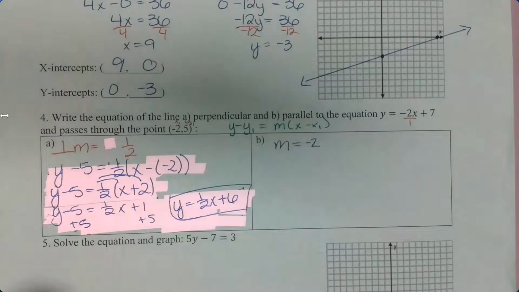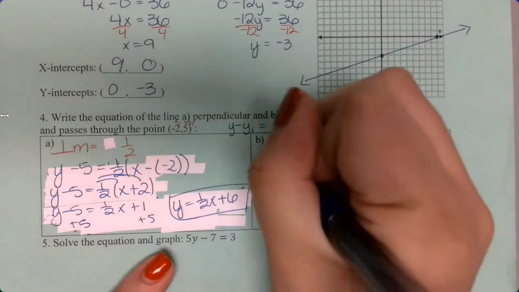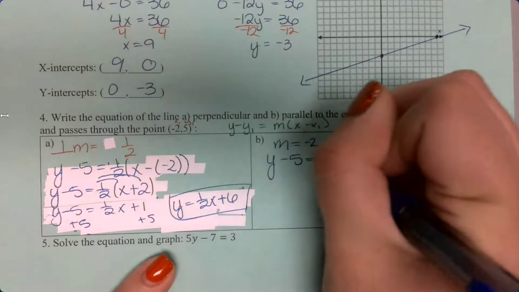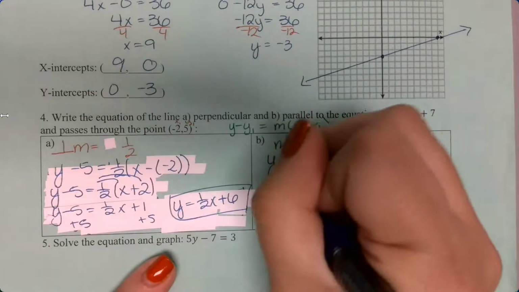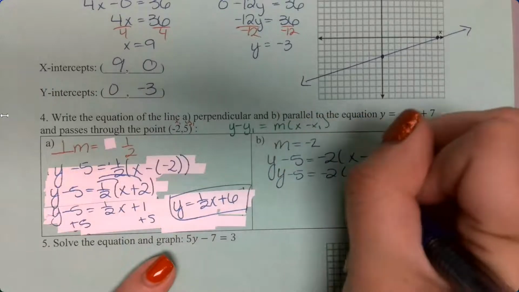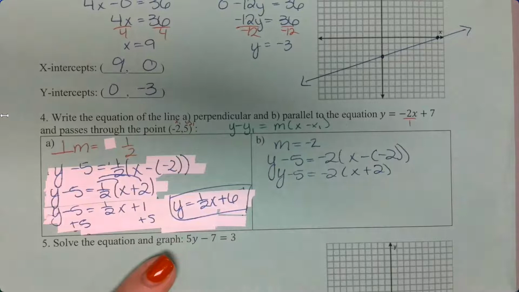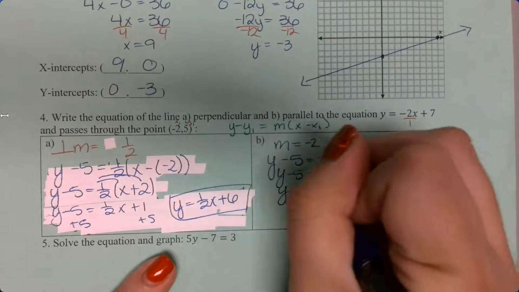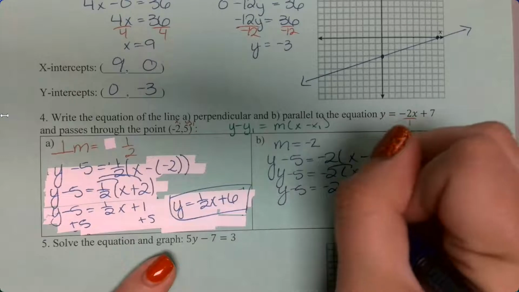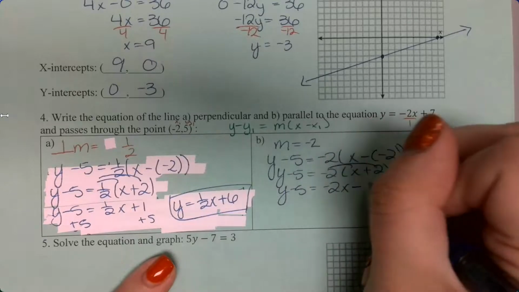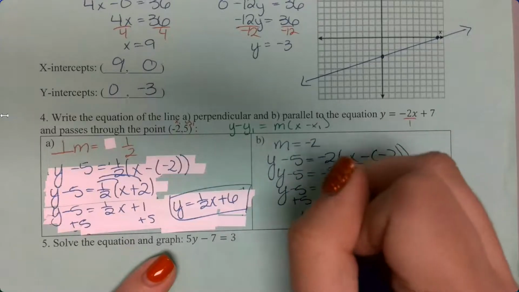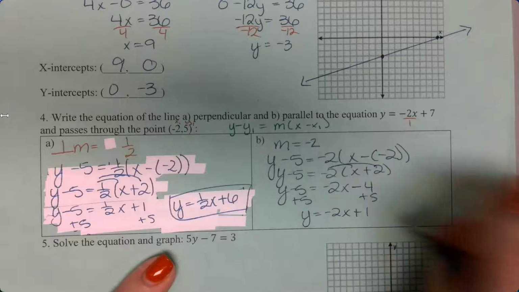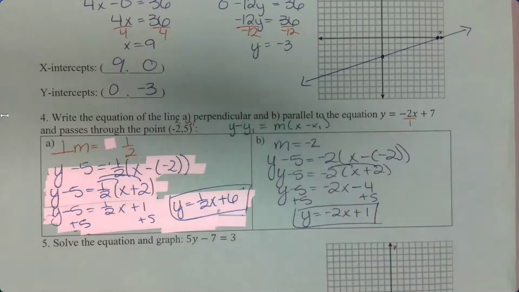On B, it is a parallel line, so I want to use my same slope. Then I'm using the same points, so I'm going to plug in. I have y minus 5 equals -2 times x minus -2. That is going to turn into x plus 2. And I want to go ahead and distribute that negative 2. So I have negative 2 times x, which is negative 2x. Negative 2 times 2 is negative 4. Then I want to go ahead and add 5 to both sides. I get y equals negative 2x plus 1. That is my final answer here.